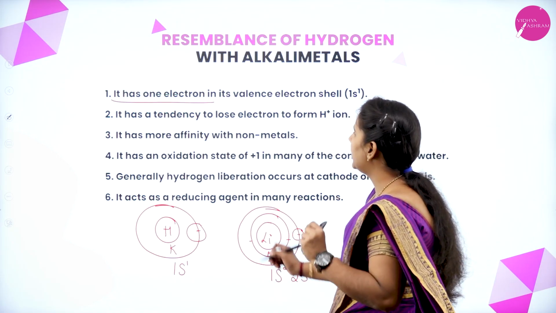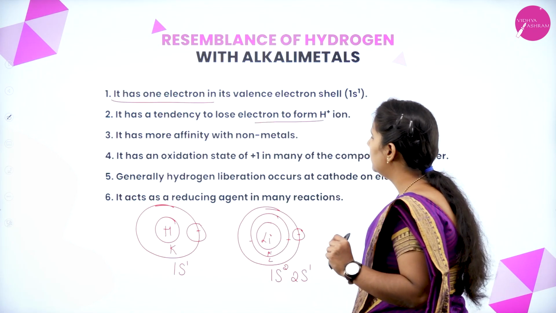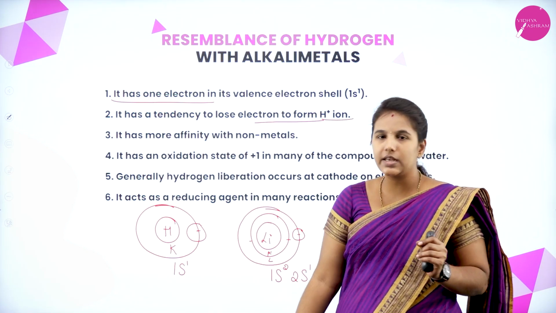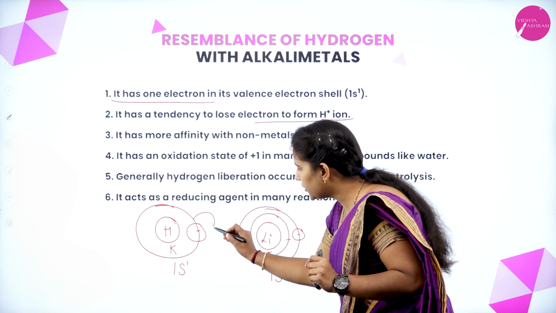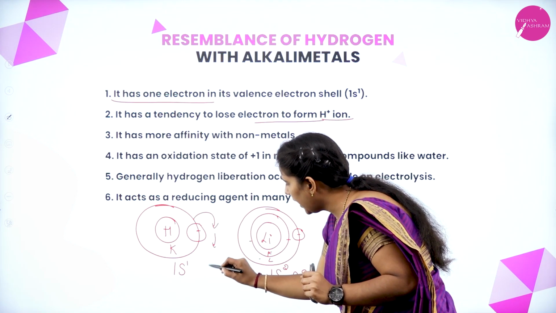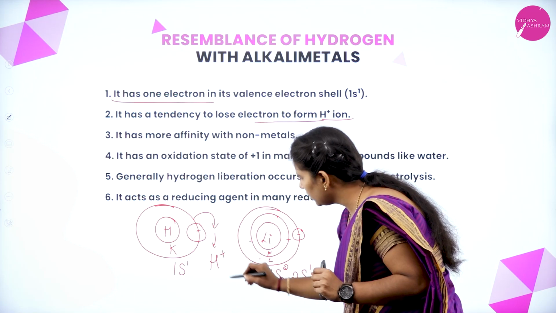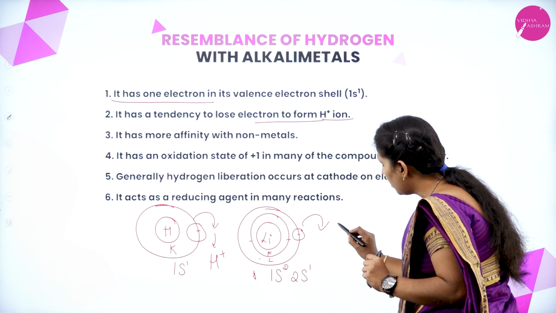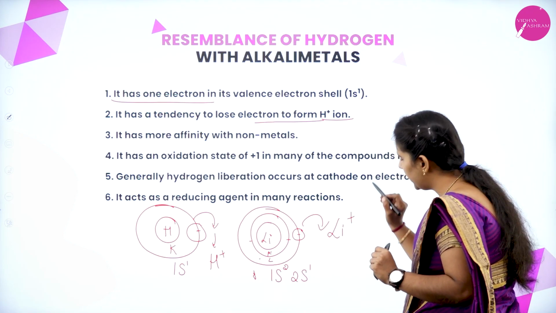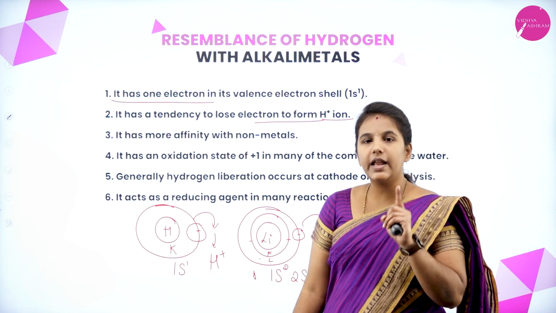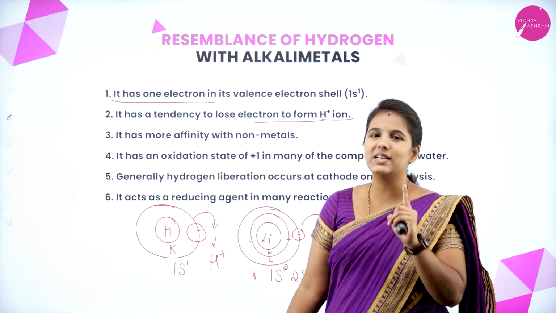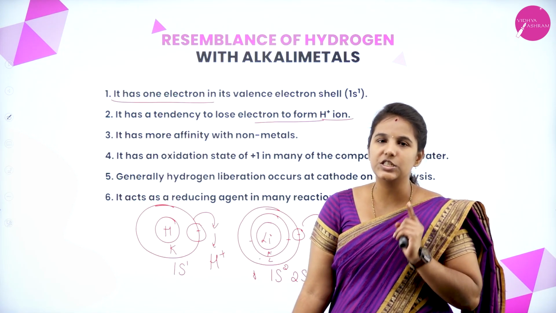It has a tendency to lose an electron and form an H+ ion. Is it right? So it can lose this electron and become an H+ ion. Similarly, lithium can lose this electron and become what? Lithium plus. So it has a tendency to lose how many electrons? Only 1 electron, because it is present in the valence shell.